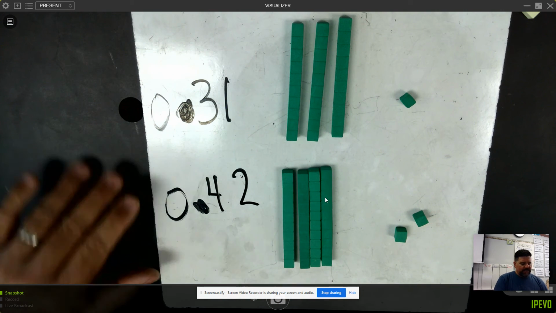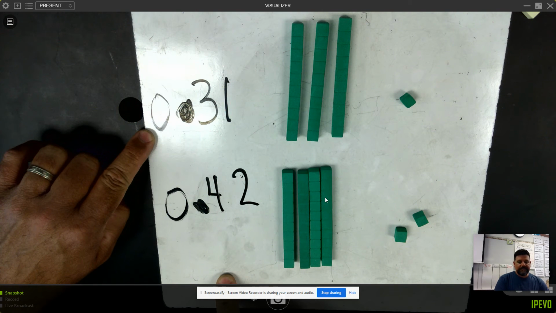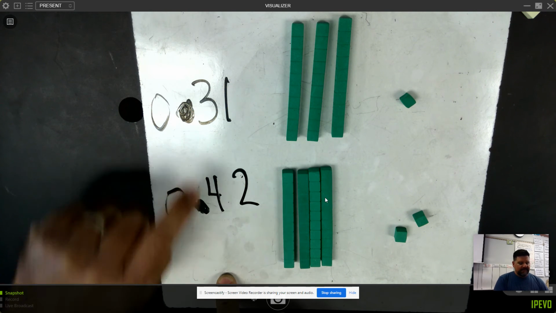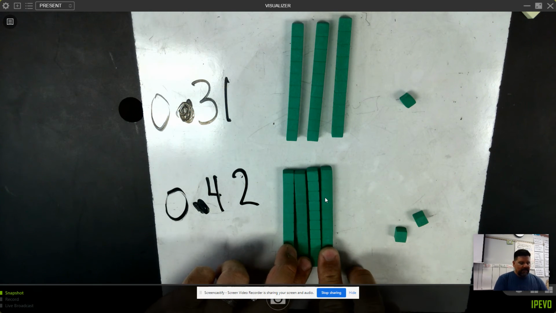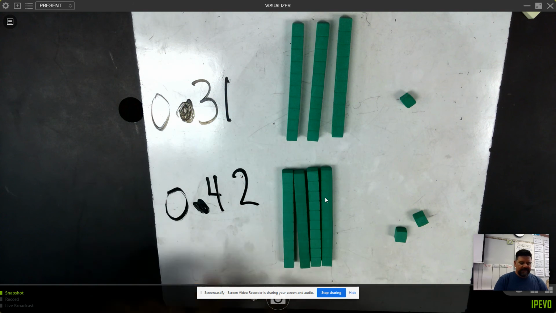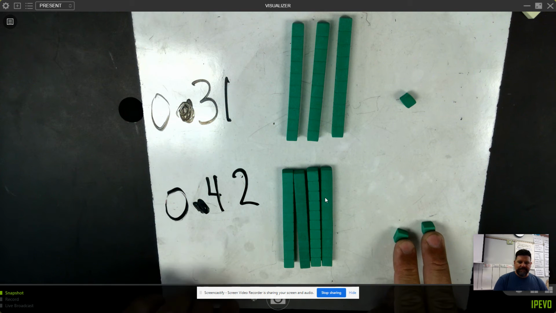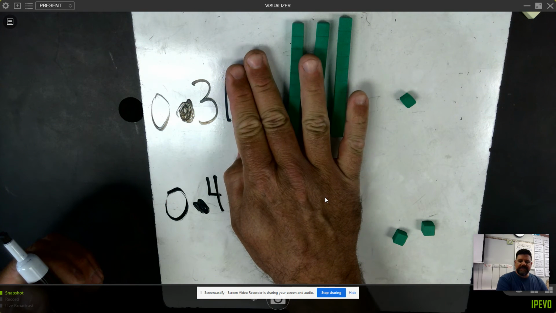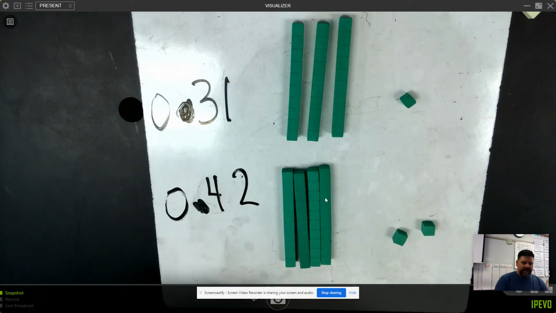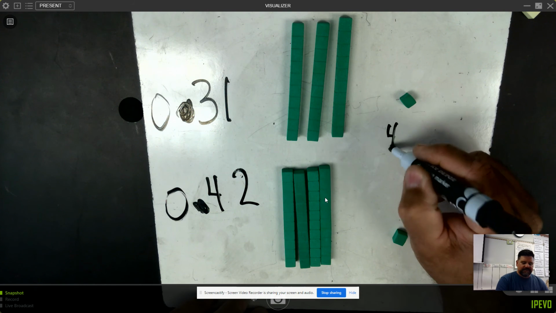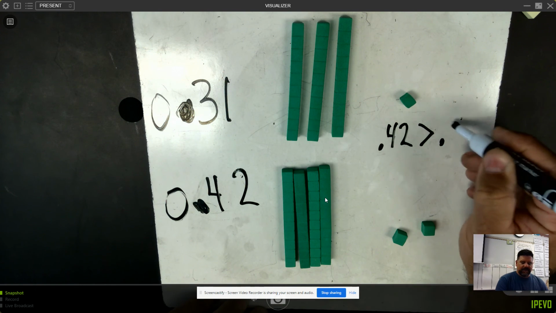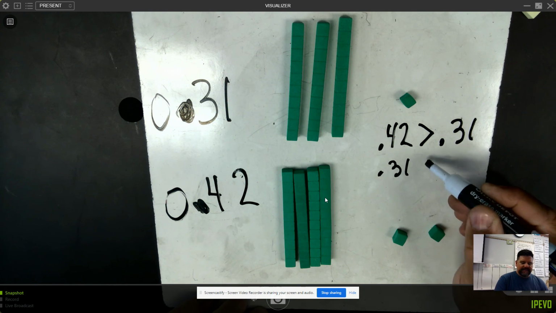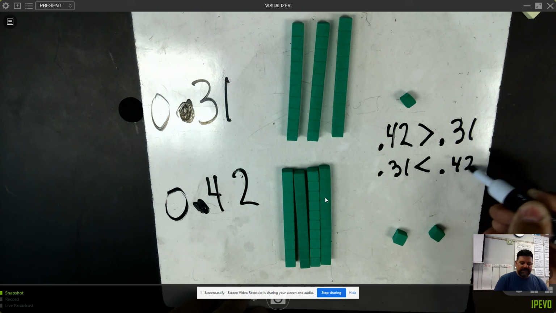Let's compare the ones. What's bigger, 0 ones or 0 ones? They're equal. What's bigger, 4/10 or 3/10? 4/10, you can see, are more. What's bigger, 2 hundredths or 1/100th? You can see 2 hundredths are more. We could ignore the hundredths and just compare these decimals by using the tenths. Since 4/10 is more than 3/10, we could say that 42 hundredths is greater than 31 hundredths. Or we could say 31 hundredths is less than 42 hundredths.